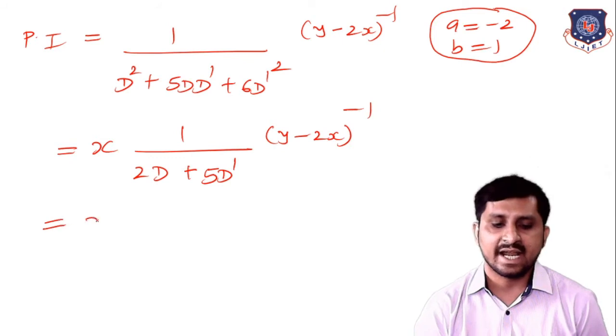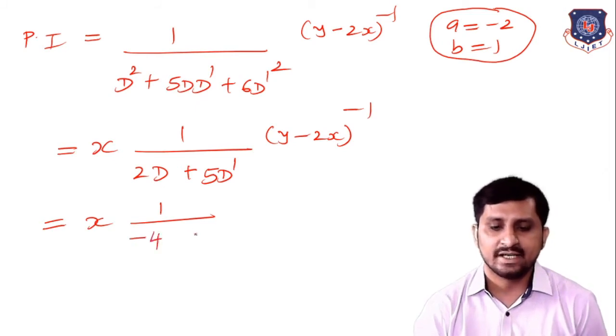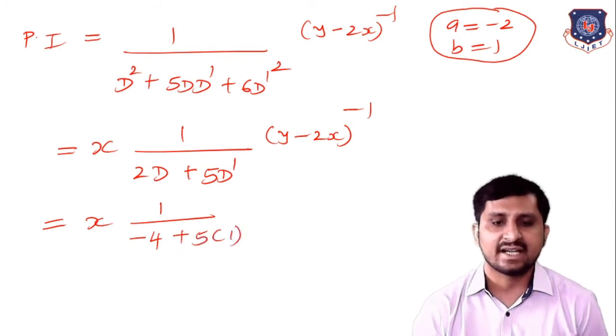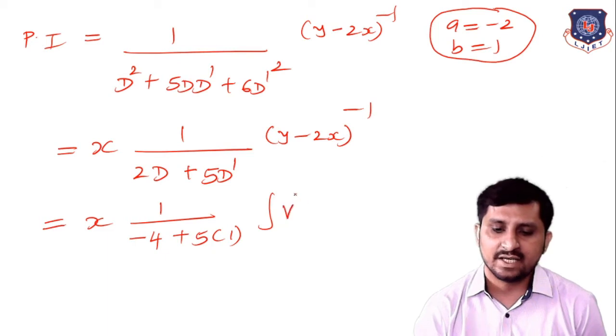So that's why x into 1 upon 2 into minus 2. So that is minus 4, plus 5 into 1. And now the order of this function 2d plus 5d dash, that is 1. So that's why only the first one, integration v inverse.